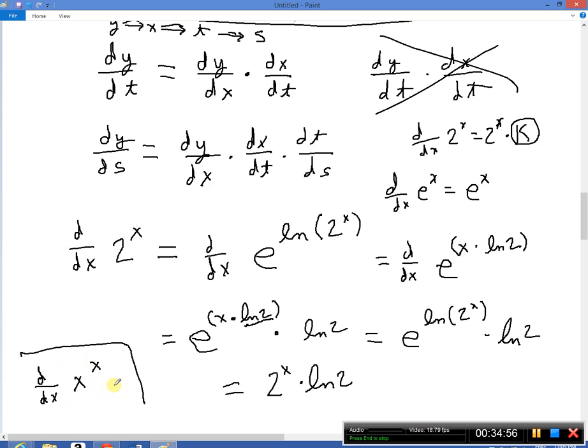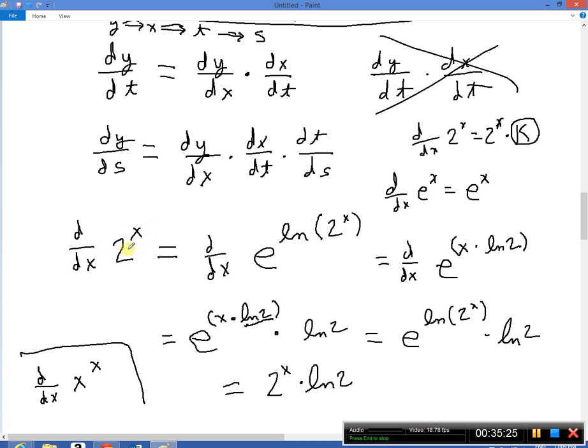The problem is the answer to this is certainly not x to the x times natural log of x. It's not quite that simple, nor is it x times x to the x minus 1, the power rule. No. Neither is the derivative of 2 to the x times 2 to the x minus 1. No, you will be crucified if you write that kind of thing. This is an exponential function. It does not behave according to the power rule.